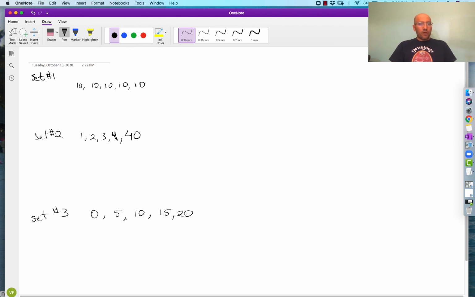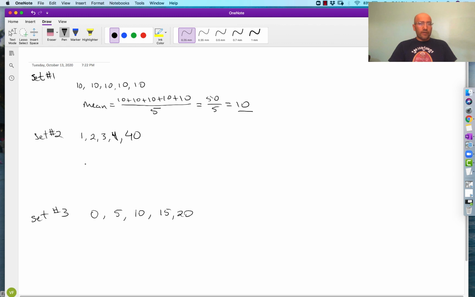Okay, so 3 different sets, clearly different sets of numbers, but let's calculate the mean. So the mean for this one is going to come from adding all the values up, and well, they were all 10s, and dividing that by 5. So that's going to be 50 divided by 5. So that's going to be 10. So the mean is 10.